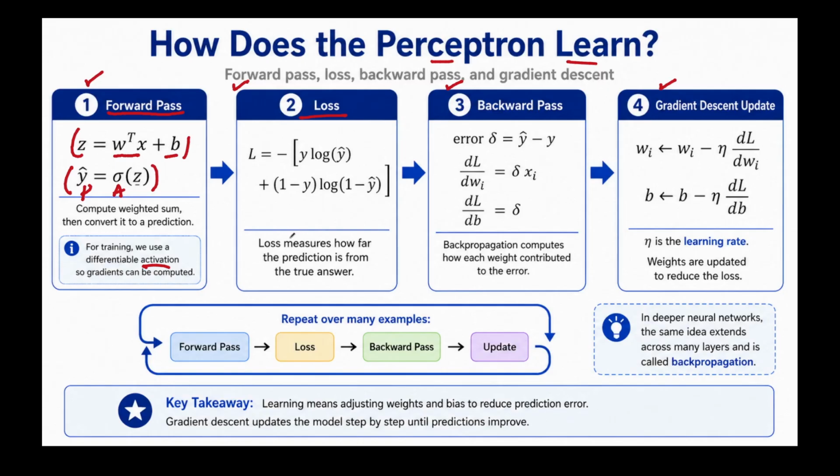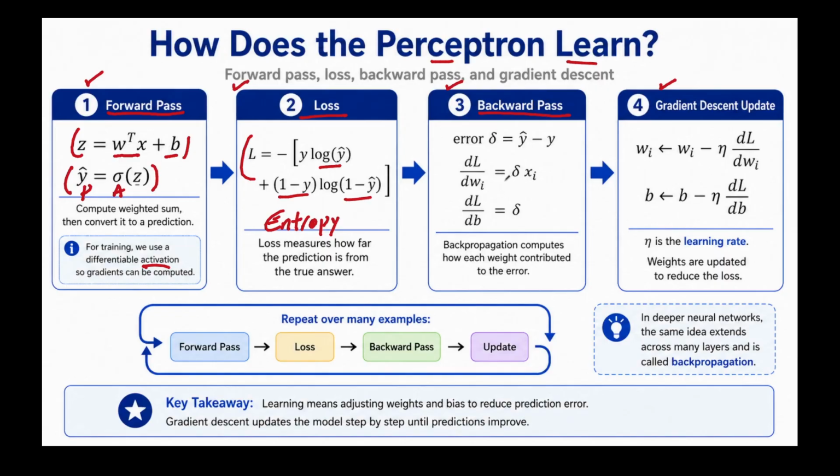Now let's come to the second step, loss. Loss tells us how wrong the prediction is. If the true answer is 8, but the model predicted 3, the loss will be high. If the model predicts 8 with high confidence, the loss will be low. For binary classification, one common loss function is binary cross entropy. The formula is L equals negative of y log y hat plus 1 minus y log 1 minus y hat. Do not worry if the equation looks difficult. The simple meaning is this: loss measures the distance between the predicted and the correct answer. The goal of training is to reduce the loss.